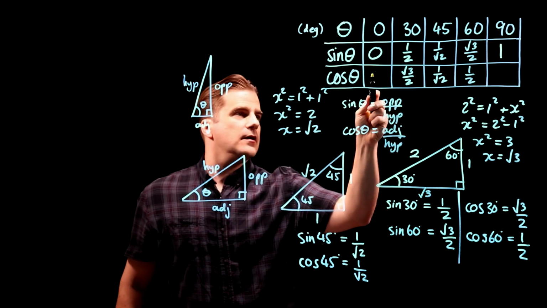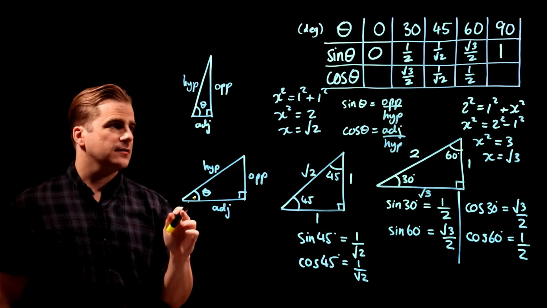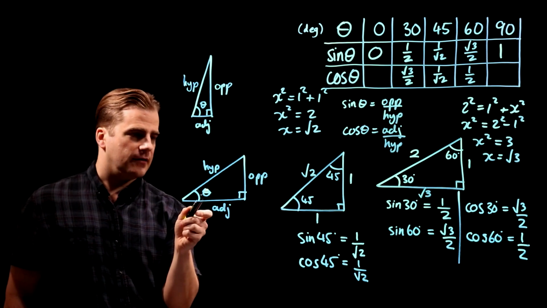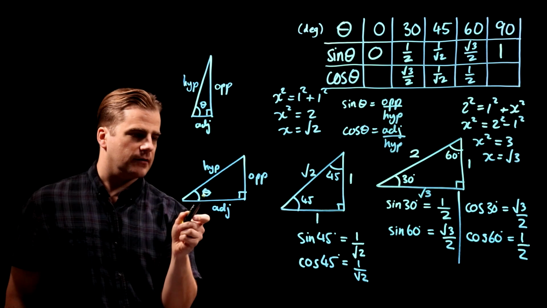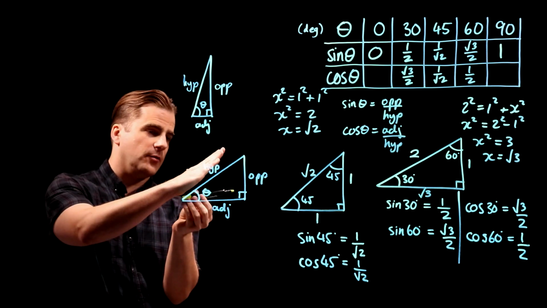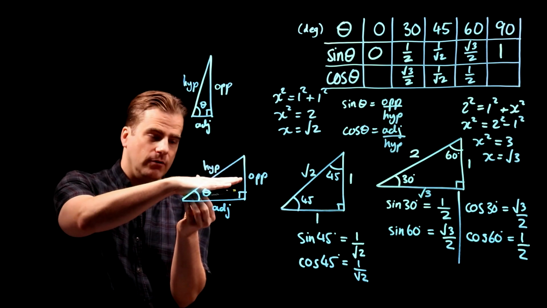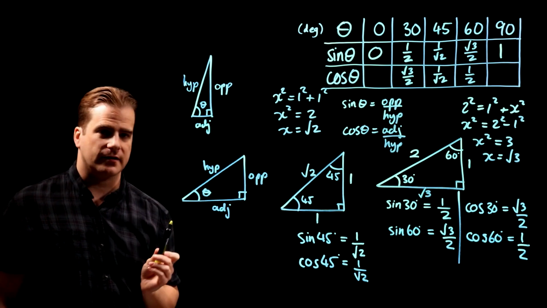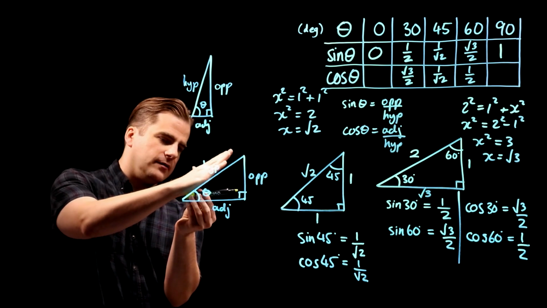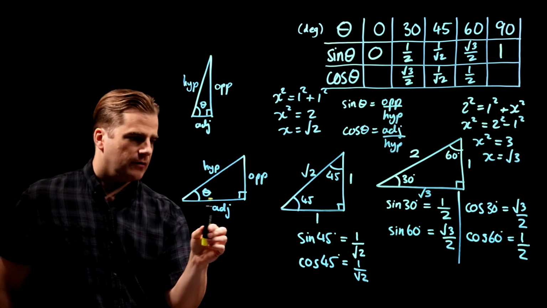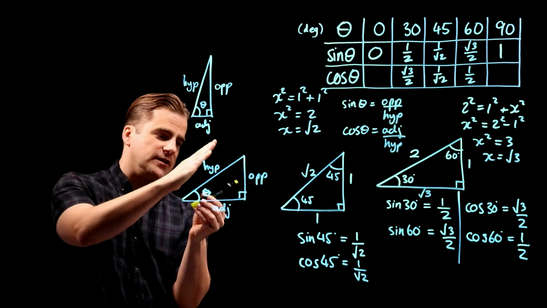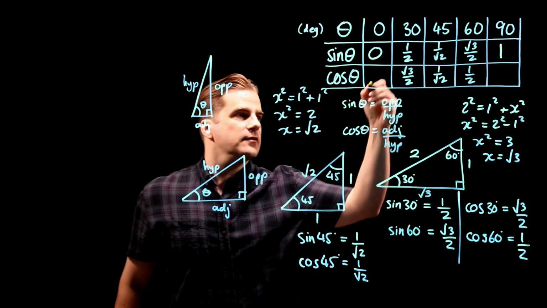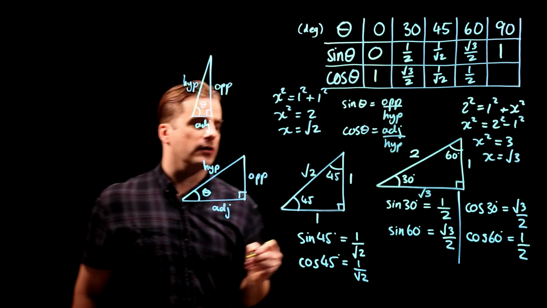Right. And for these values, it's exactly the same argument. The cos of 0: when theta gets smaller and smaller, because cos is adjacent over hypotenuse, it's that divided by that. As theta gets smaller and smaller, the adjacent gets bigger and bigger until, as it hits 0, the adjacent becomes the same length as the hypotenuse. So adjacent over hypotenuse is 1 when theta is 0.